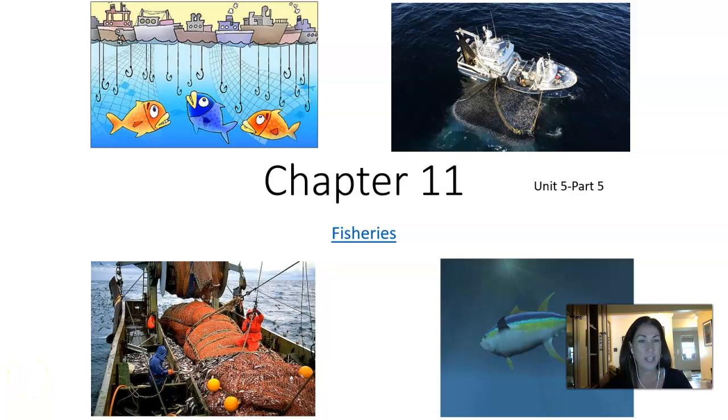Hi apes, today we're taking a look at Unit 5, Part 5, which is going to focus on fisheries, or how we get our food from the oceans.